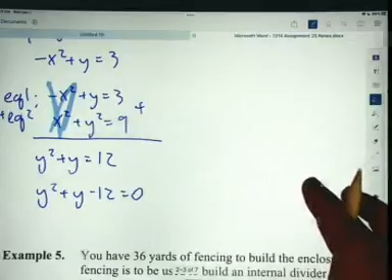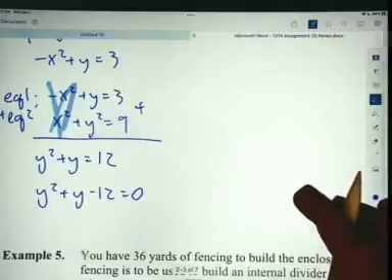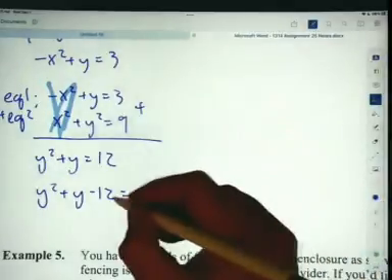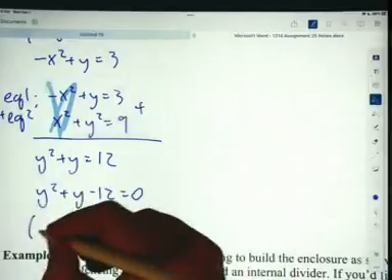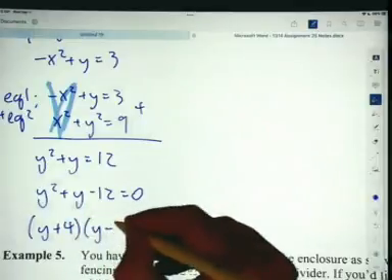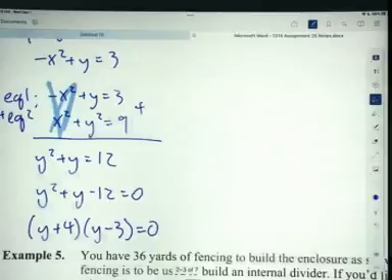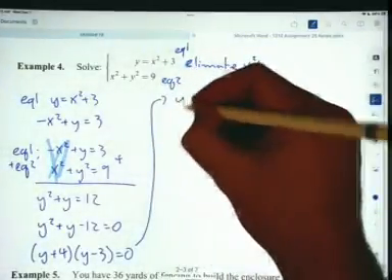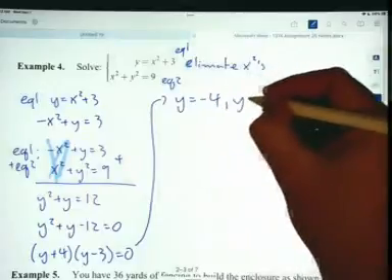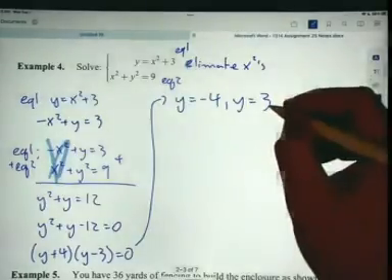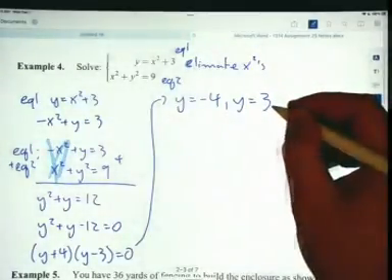And then I would say, can I factor this quadratic equation? Sure. The factors of negative 12 that add up to 1. How about y plus 4 times y minus 3? Y plus 4 times y minus 3, which then is going to lead us to the conclusion that y is equal to negative 4 and y is equal to a positive 3. So we have two solutions for y.